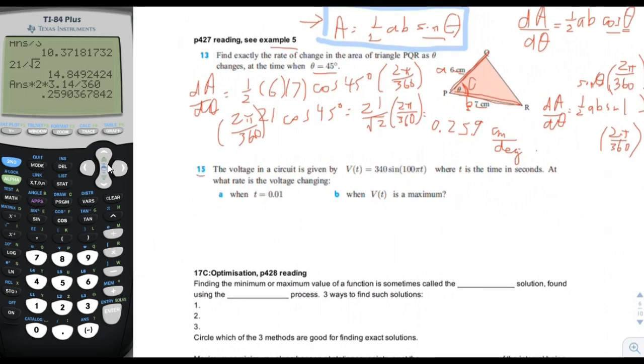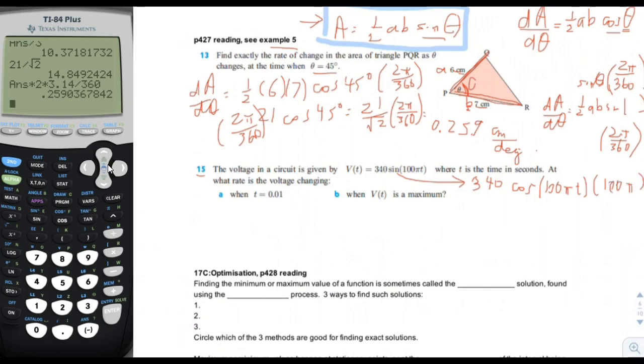15. The voltage in a circuit is given by V of t equals 340 sine 100 pi t, where t is the time in seconds. At which rate is the voltage changing when t equals 0.01? You might not even understand what voltage is, but they gave us a function, so there's no big deal. You say, okay, what rate is voltage changing? It's going to be 340 cosine 100 pi t, and you use the chain rule, so you multiply times 100 pi.